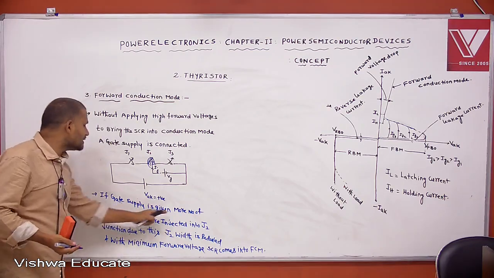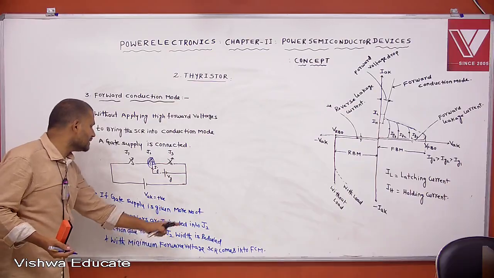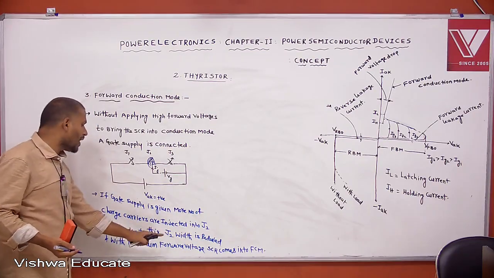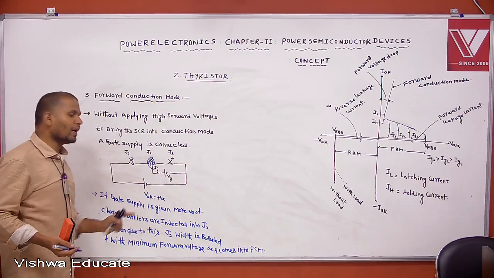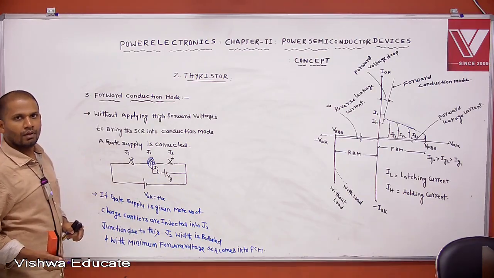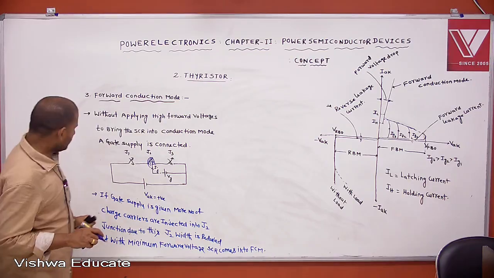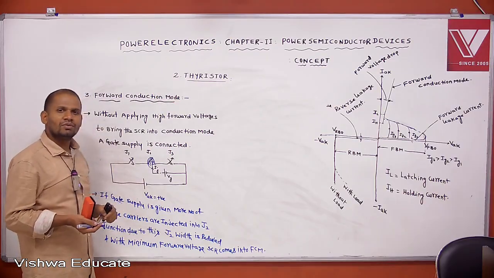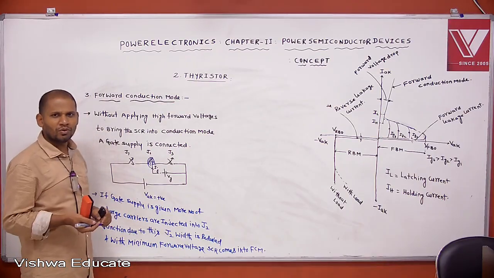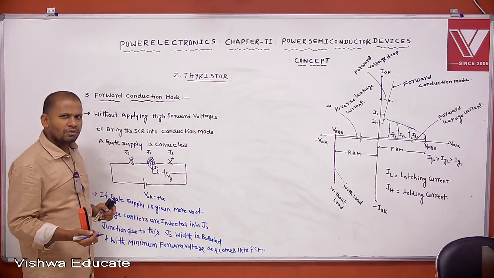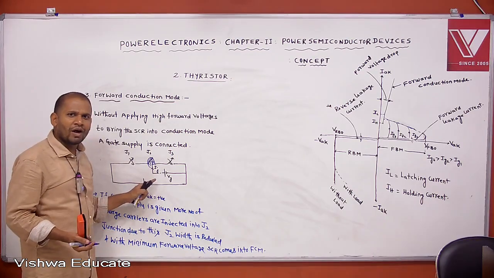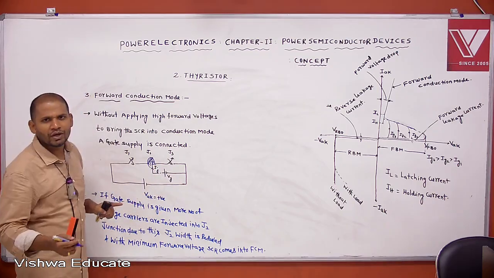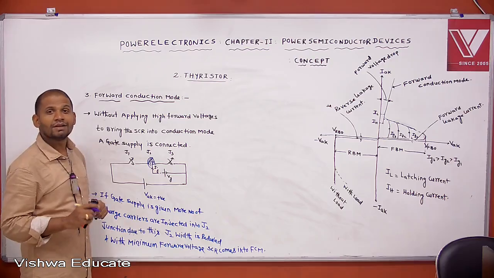If gate supply is given, more number of charge carriers are injected into J2 junction, and due to this, J2 width is reduced, and with minimum forward voltage, SCR comes into forward conduction. Now the question is, sir, by connecting the gate supply, we are bringing the SCR into conduction mode. Is it possible without applying any forward voltage, only by connecting the gate supply, to bring the SCR into conduction mode? No, it is not possible.